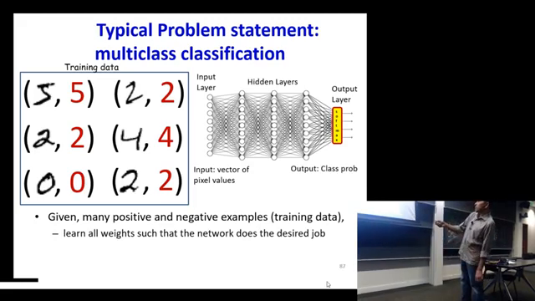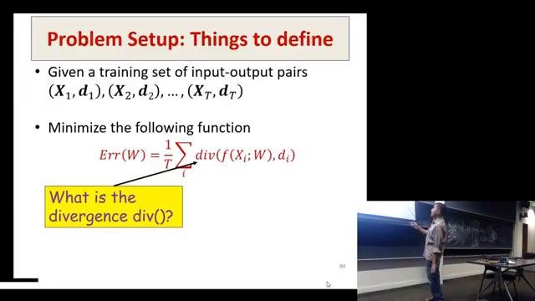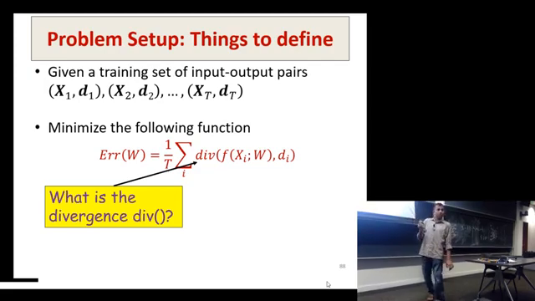So you're going to have a bunch of these training examples, and now our problem is to learn all the weights of the network to do the desired job. We've defined input-output pairs, we've defined the function, and one more thing remains to be defined, which is this divergence. What is this divergence? The divergence quantifies the difference between the actual output of the network and the output that you want to see.